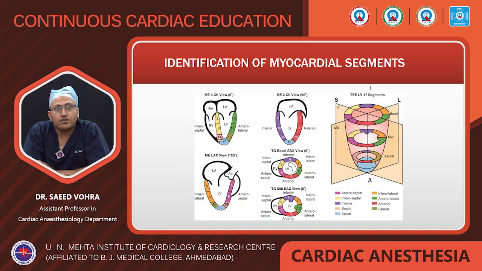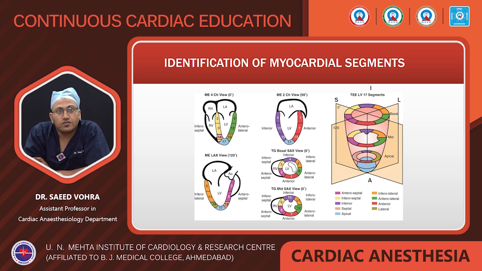Now, to identify the affected myocardial segment, the commonly used views are the mid-esophageal 4-chamber view, mid-esophageal 2-chamber view, mid-esophageal long axis view, and transgastric basal short axis view and mid-papillary view. In mid-esophageal 4-chamber view, one is able to see the inferoseptal and the anterolateral walls of the LV and the apical segment. In mid-esophageal 2-chamber view, one is able to see the inferior wall and the anterior wall of the LV.